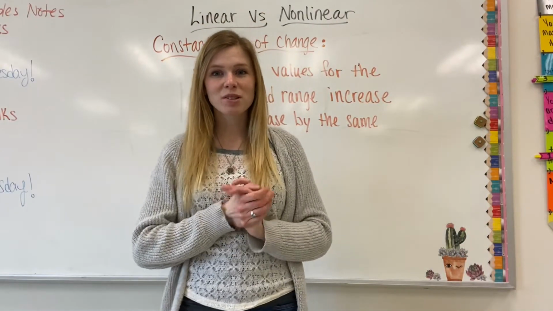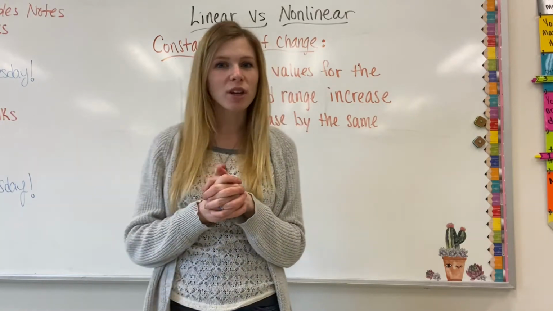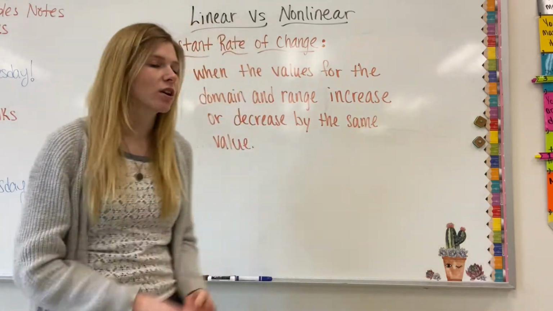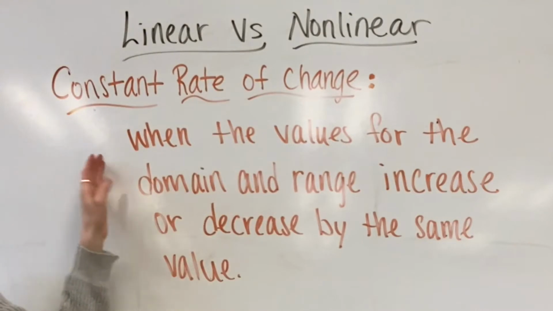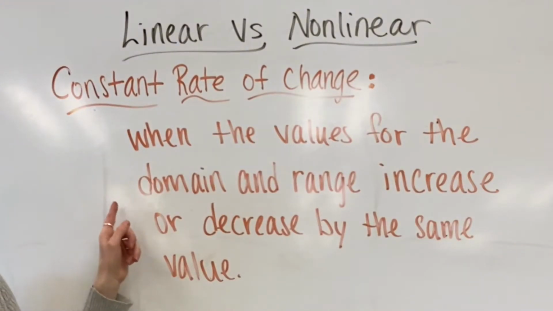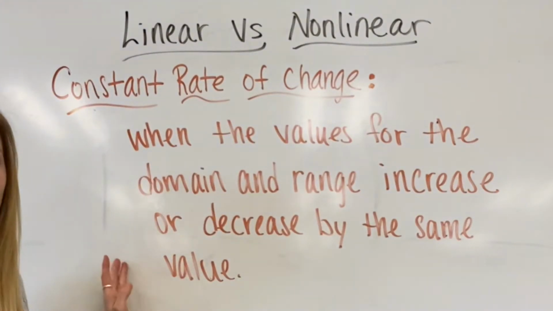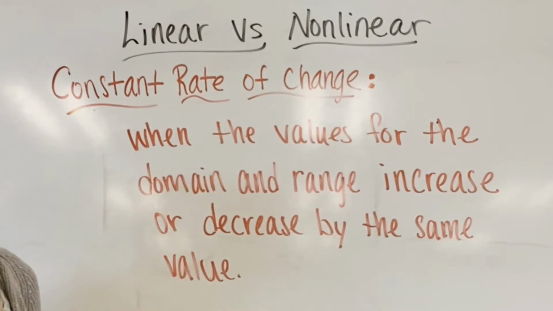Our vocab term that's super important for us to be aware of during this video is called constant rate of change. Constant rate of change is when the values for the domain and range increase or decrease by the same value. So go ahead and pause the video to take a minute to write down this vocab word.